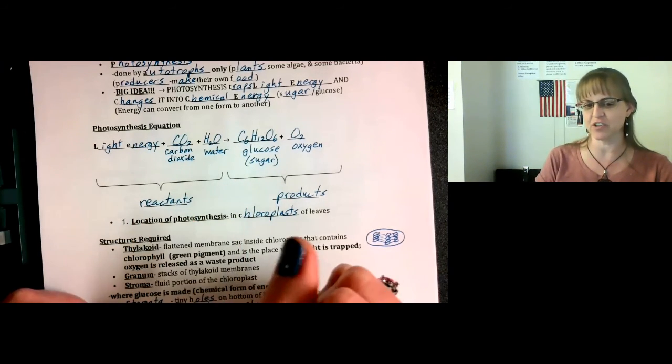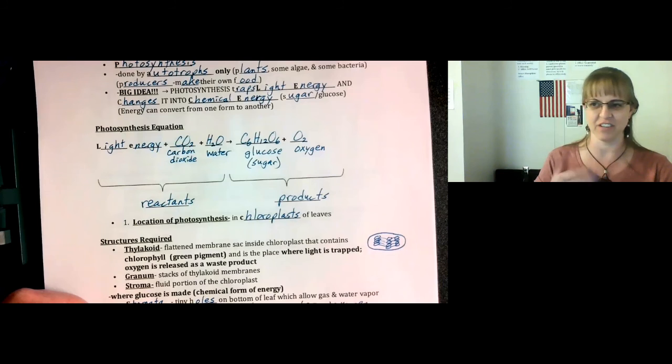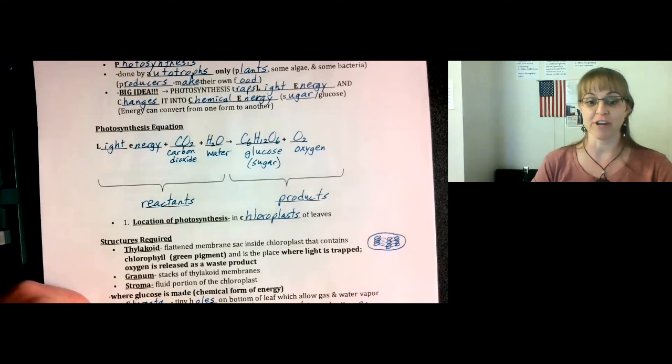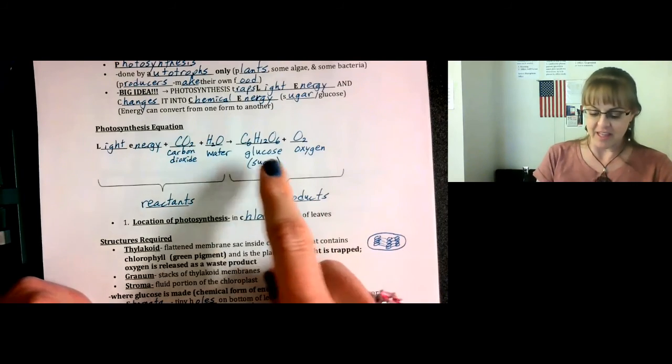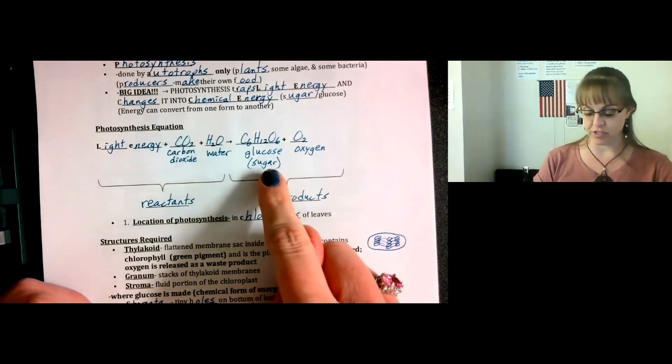Sometimes light is considered a reactant. Sometimes it's considered what makes the reaction go. There's not really a formula for light energy because it is not a particle. It's actually a wave of energy. We're just going to put it on the reactant side because it must be there to start with to help produce the products. Then the plant produces sugar.